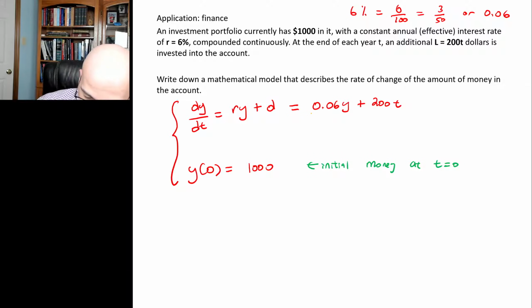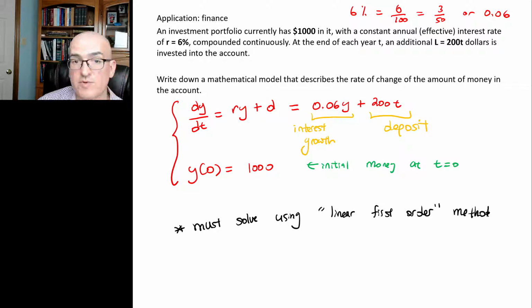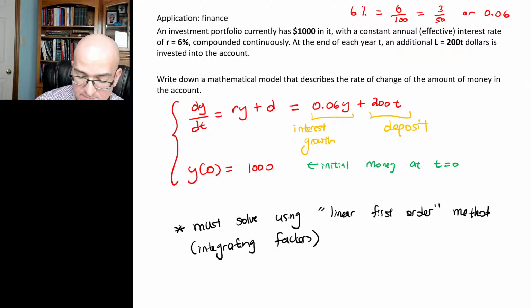We have our interest growth, and we have our deposit. How would we solve this? We must solve using the linear first order method, which is with integrating factors. But the question doesn't ask us to solve it, it just asks for the model. And that's what we've done.